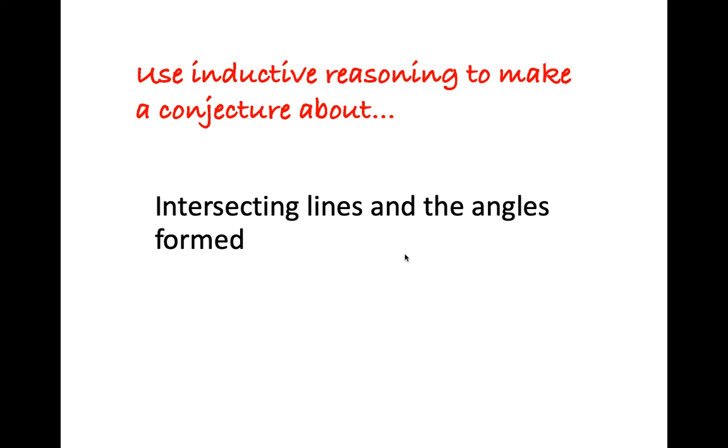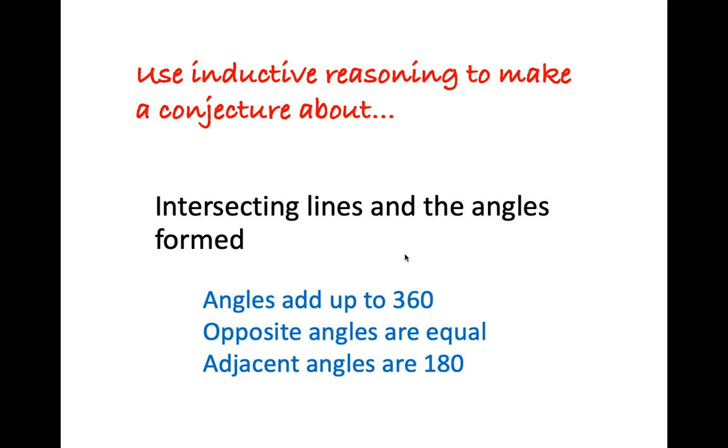Intersecting lines and the angles formed. Well, we've learned a little bit about this one in geometry too. So we're looking at it. We know that the angles all around the intersection add up to 360. We know the opposite angles are equal to one another, and we know the adjacent angles are 180 degrees. So there are a number of things that we've noticed through the years about this.